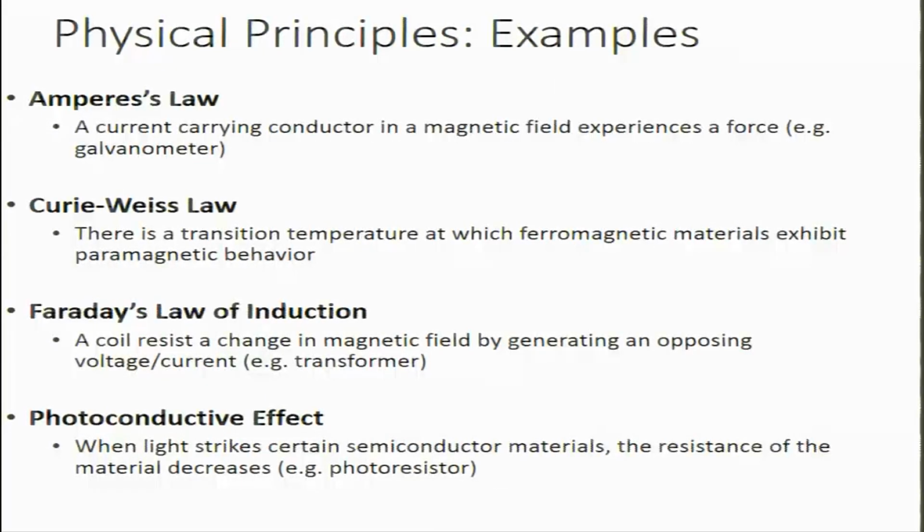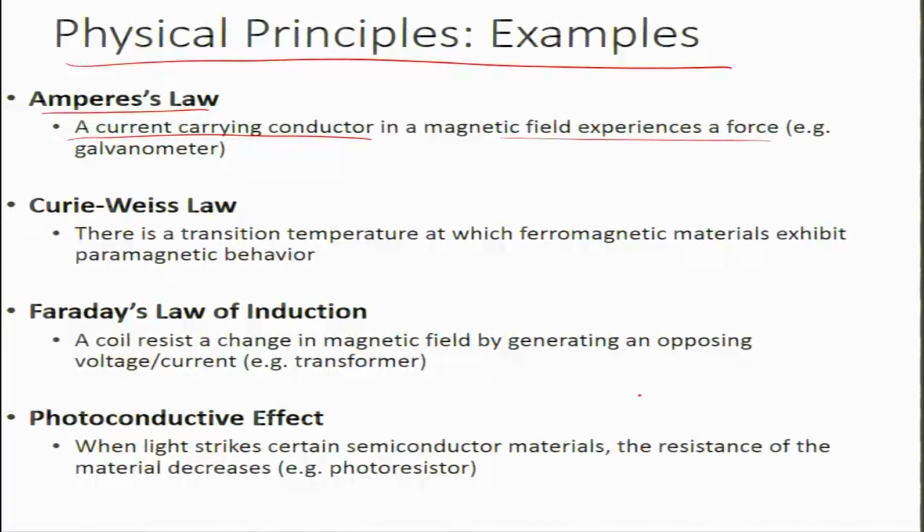We do use many physical principles which account for most of these conversions, or transductions, from one form of energy to the other. One of the very commonly used physical principles is Ampere's law, which talks about the magnetic effects on a current carrying conductor. So when a current carrying conductor is placed in a magnetic field, it experiences a force. A very common example is the galvanometer, which is based on the principle of Ampere's law.